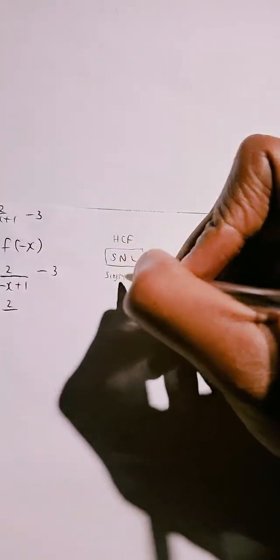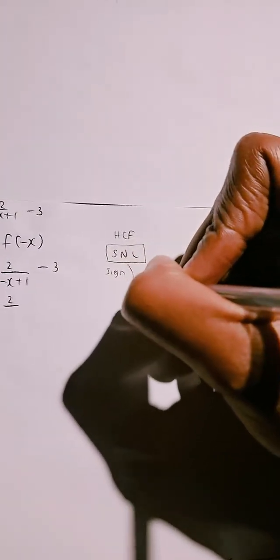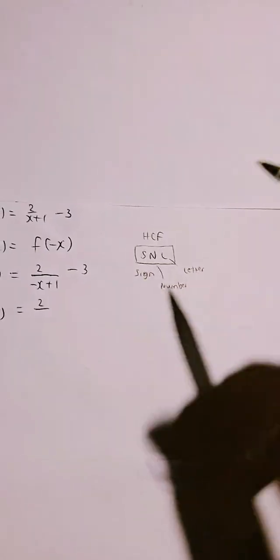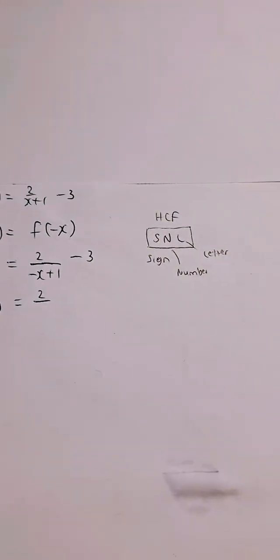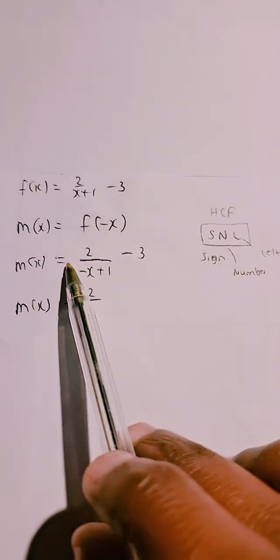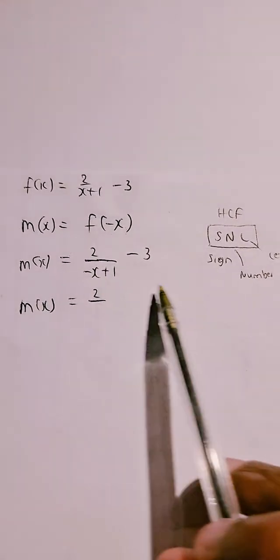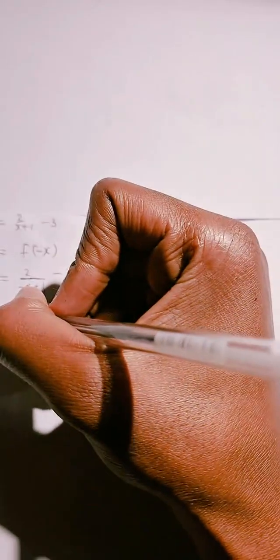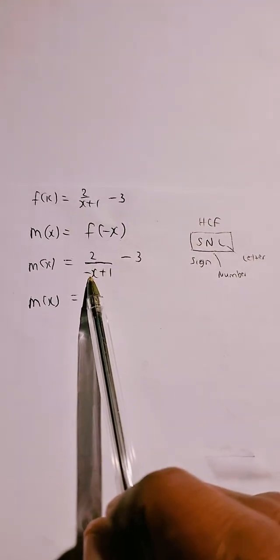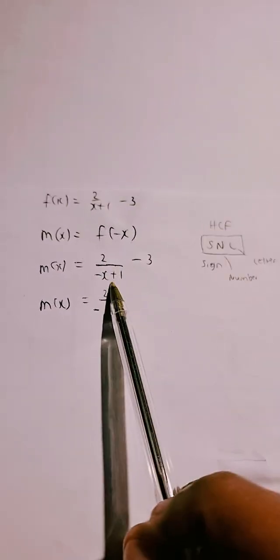The S means sign, N means number, L means letter. So you take out the highest common factor sign first. What is the highest common factor sign? It's the sign of the given first term in the expression. So here we can take out a negative. We then move on to the number. We take out the highest common factor number. There's a 1 here that you don't see. It's invisible. And there's a 1 there. You take out the highest common factor number.